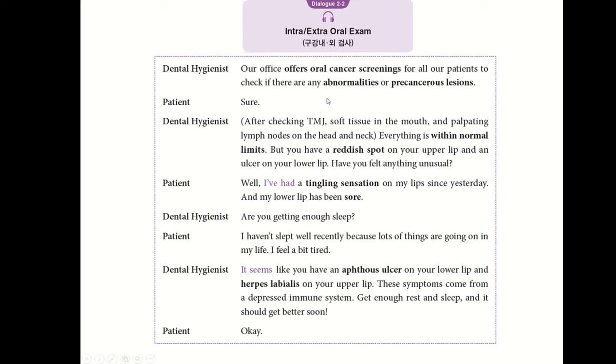So, when you look at this dialogue, there are many things which are abnormal. So oral cancer, you can imagine the cancer in the oral system. And then TMJ, you already know, temporomandibular joint, your jaw joint. And then a tingling sensation means some burning sensation of your lips with the pain. So when you have some ulcer, some kind of defect on your lower or upper lip, it is called, academically, aphthous ulcer. So, some defect in the lower lip is mostly, 90%, aphthous ulcer.